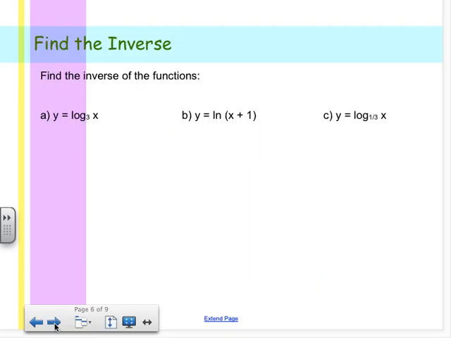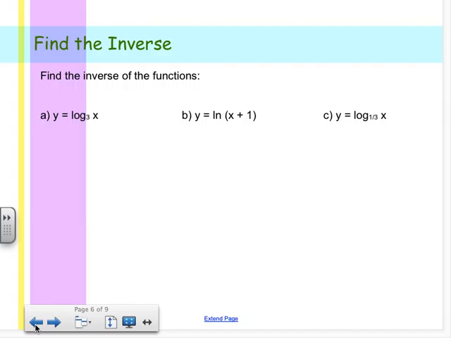Okay, because now I'm going to find the inverses of these functions. They're all going to be either exponential functions or logarithmic functions. Looking at these ones, these end up being all logarithmic functions. So we're going to have to take a look at an exponential function as well.